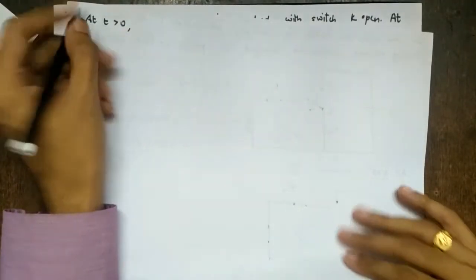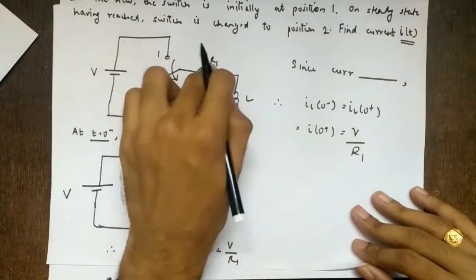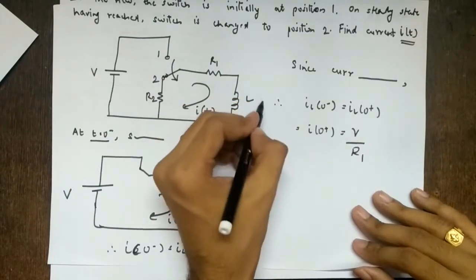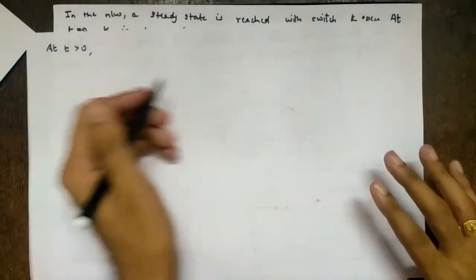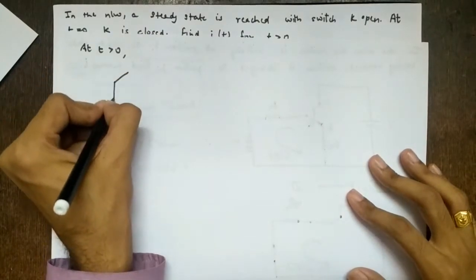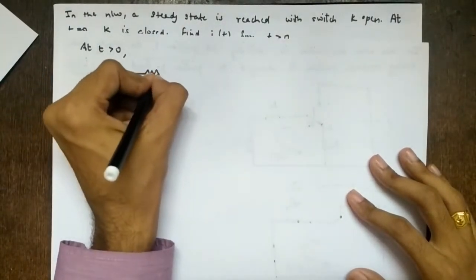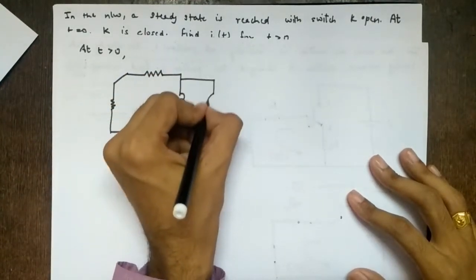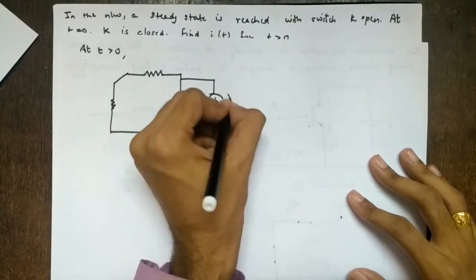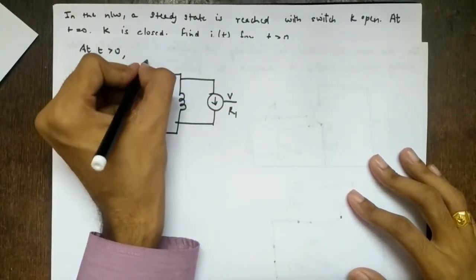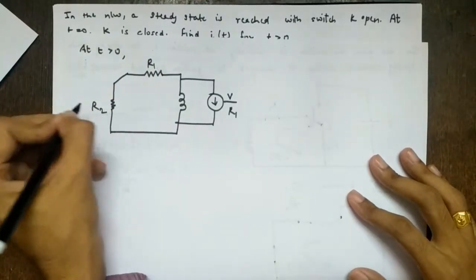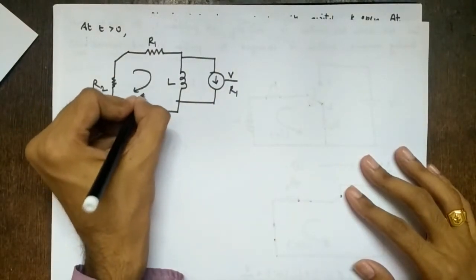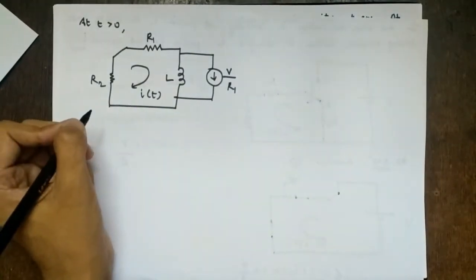So what will happen? The switch is at position 2 now. So R1, R2 will be there, and the inductor is there, as we saw yesterday. But the current through the inductor is not 0. So we draw a parallel current source of V by R1. This is V by R1, this is R1, this is R2, and this is given as L. So this is our circuit, and since t is greater than 0, t can have any value, so the current is I of t.